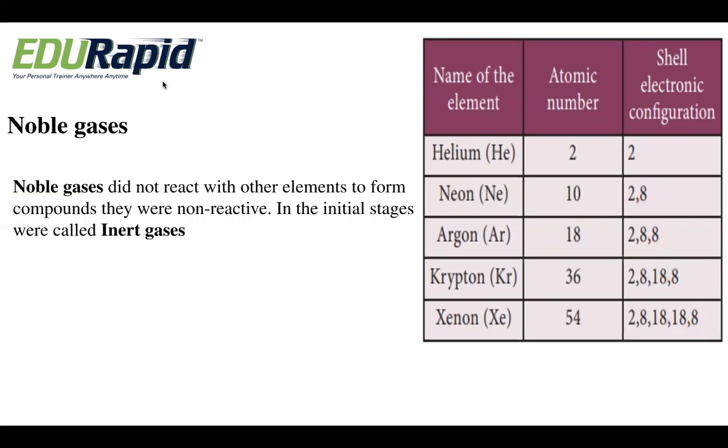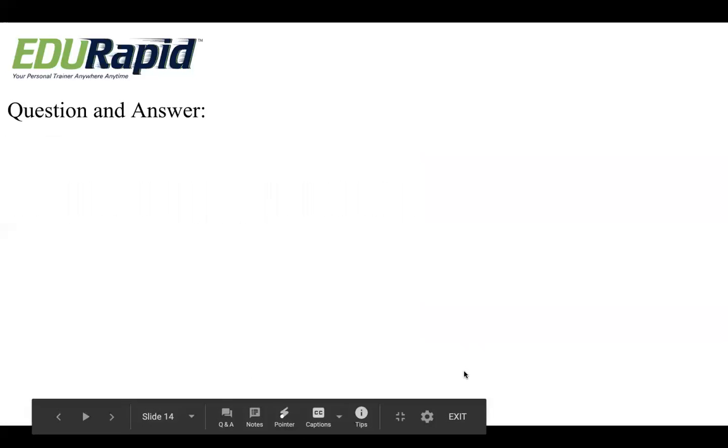So till now you have studied chemical bonding and some of its topics, right? Like what is the purpose of chemical bonding, what are the types of chemical bonding, that is ionic bonding and covalent bonding, properties of ionic compounds and covalent compounds, the octet rule, and the noble gases. We'll move on to the question and answer part.